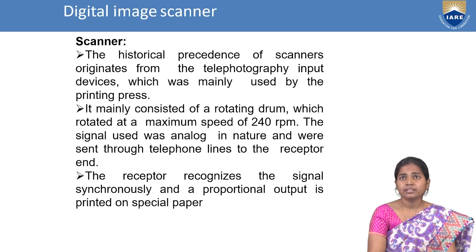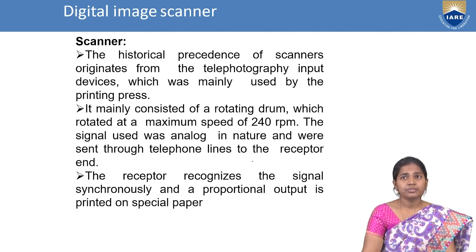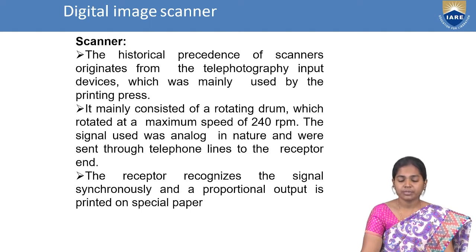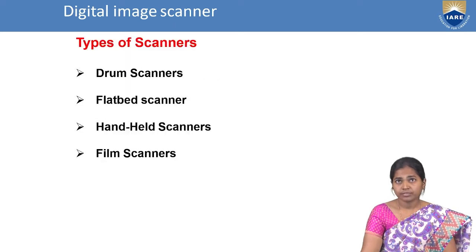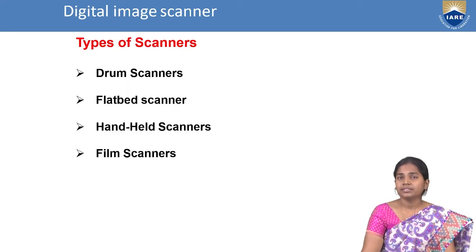This is the historical precedence of scanners. The scanning speed is 240 rpm, rotations per minute, and the signal used was analog in nature and was sent through telephone lines to the receptor end. In scanners, we have different types: drum scanners, flatbed scanners, handheld scanners, and film scanners.